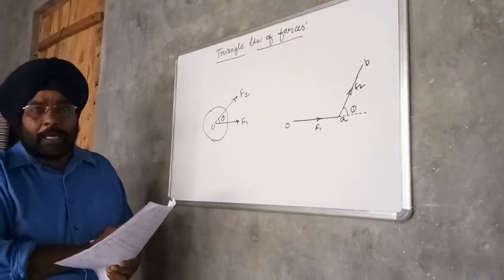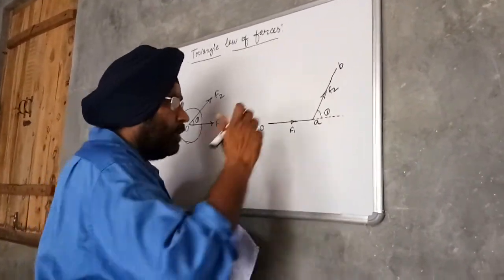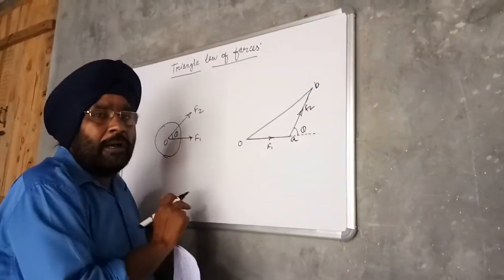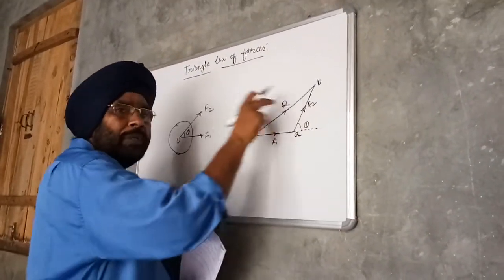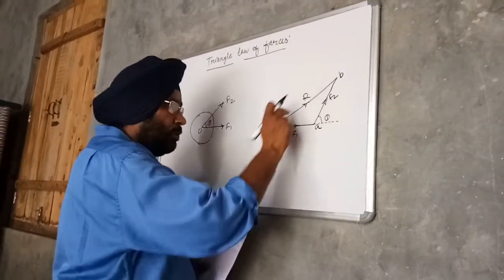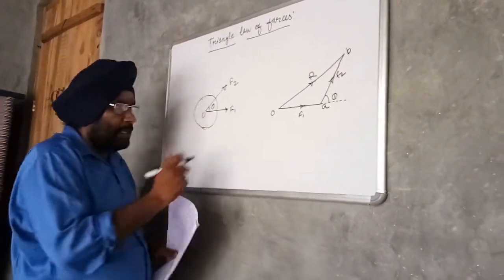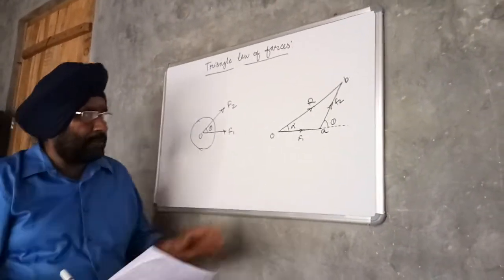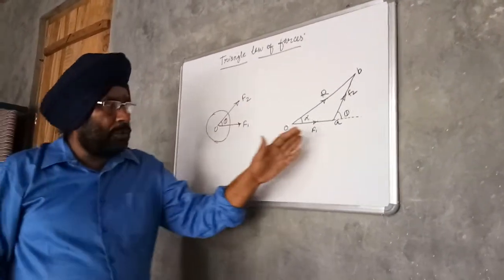According to the triangle law of forces, the third side of the triangle represents the resultant force. Then the line OB represents the resultant force in magnitude and direction. The length of the line OB gives the magnitude of the resultant force, and the direction of the line OB gives the direction of the resultant force. Let the resultant force make angle alpha with the force F1, and the angle between the forces F1 and F2 is theta.